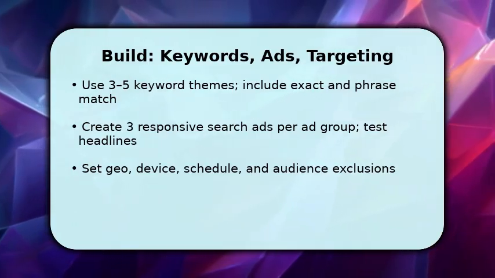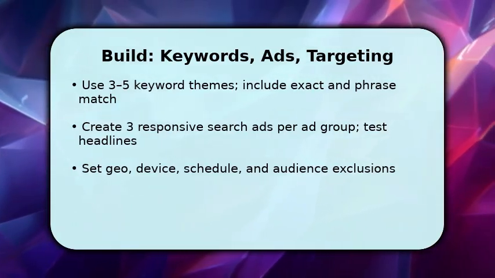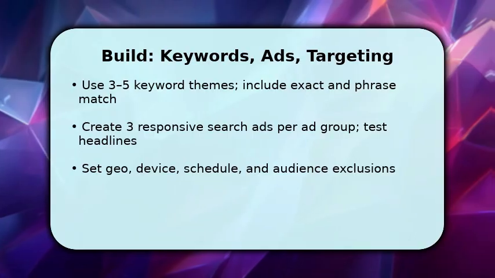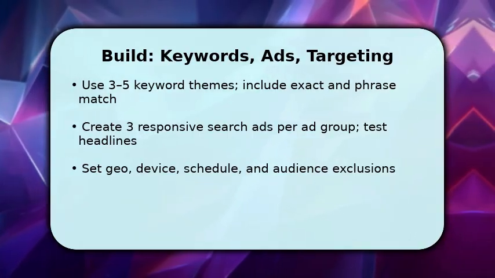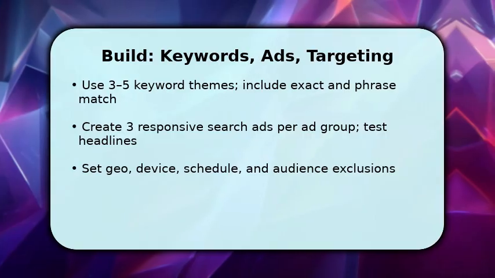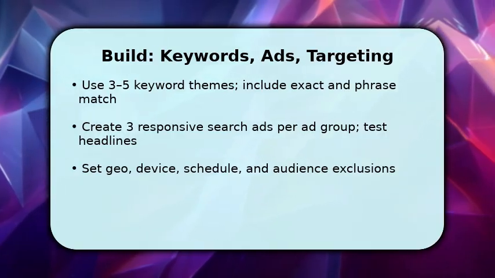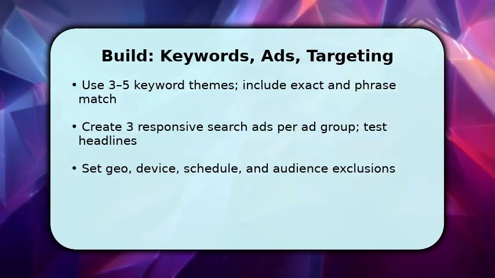Create tight ad groups with 3 to 5 keyword themes and include exact and phrase match to balance volume and precision. Then, craft 3 responsive search ads per ad group. Vary headlines and descriptions so Google can optimize winners.